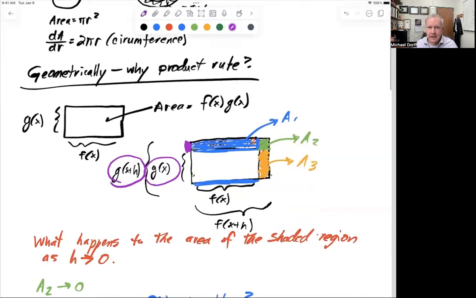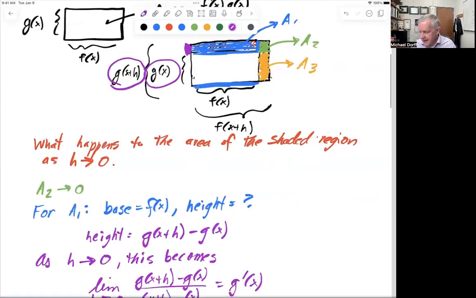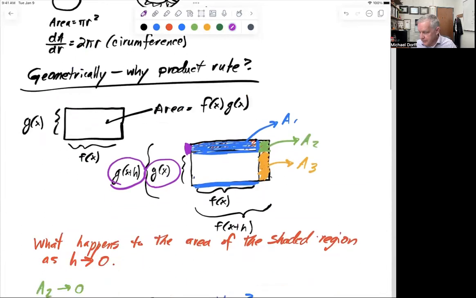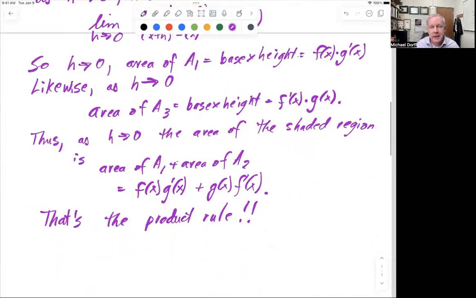In the case of the product rule, we have a rectangle. Then we have those three banded areas, the blue, the green, and the orange or yellow region around it. And as h gets smaller and smaller, those areas of the shaded region turn out to be the product rule. And that's a geometric, intuitive approach to why the product rule is true.